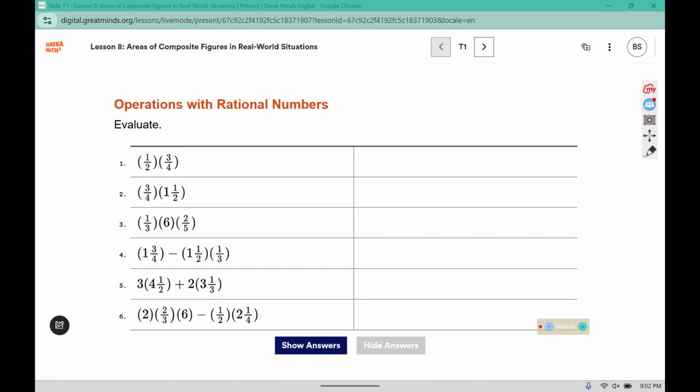Evaluate. So we're going to be multiplying, adding, and subtracting with fractions. It would be best to convert any mixed numbers to improper fractions. So the way that we do that is we multiply the whole number 4 by the denominator 2. 4 times 2 is 8. And then we add the numerator, so that one is 9 over 2.